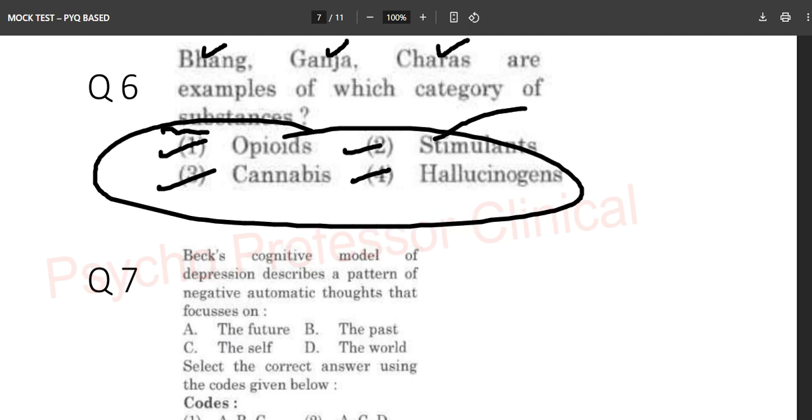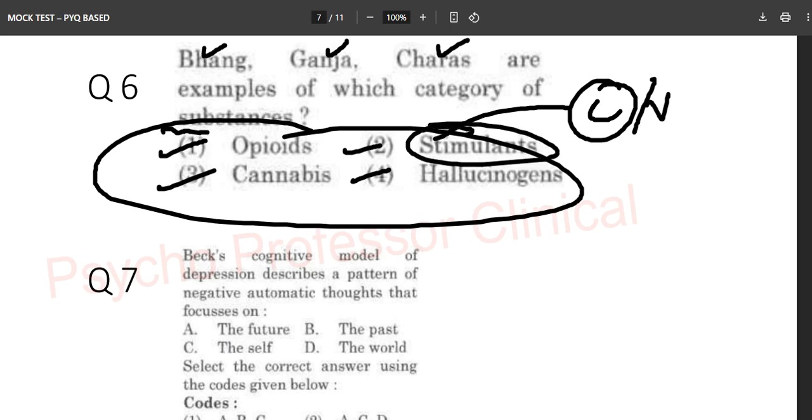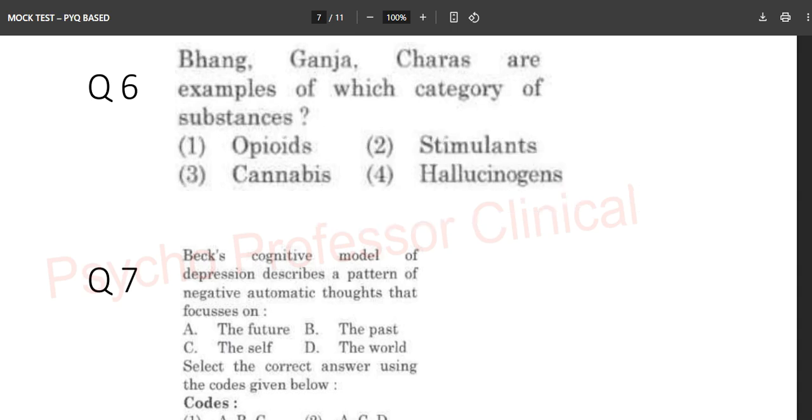For this, you can refer to the C book or any other psychopathology book where you will find these answers. What is included in what? Stimulants are what? Do they stimulate the CNS or PNS? What do they stimulate? You will be able to understand all these things. Okay, so try to answer it.